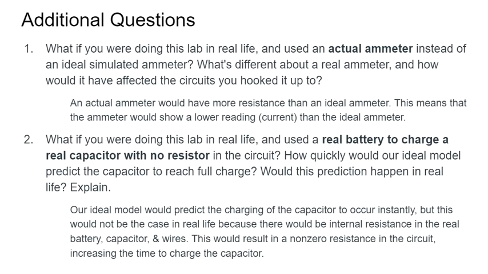And so finally, if you used an actual ammeter instead of an ideal simulated ammeter, an actual ammeter would have more resistance than an ideal ammeter, and this means that the ammeter would show a lower reading than the ideal ammeter.